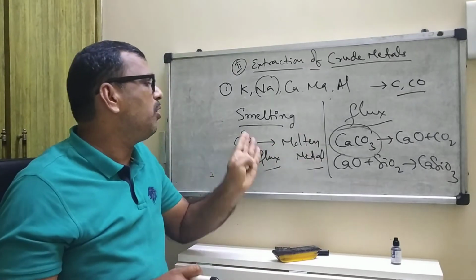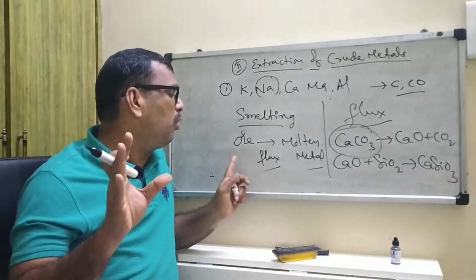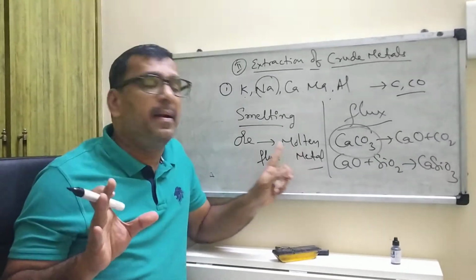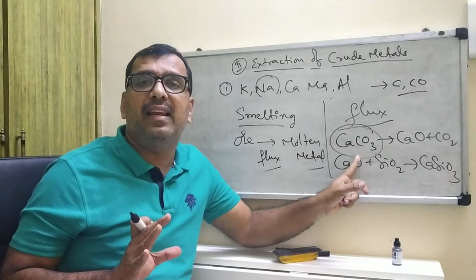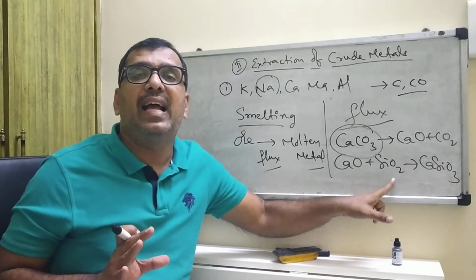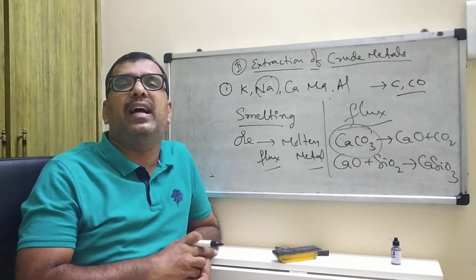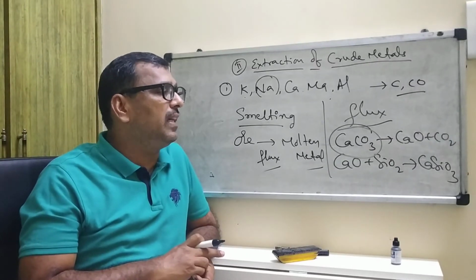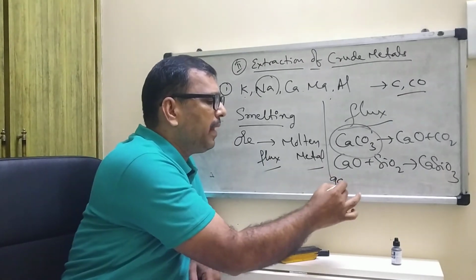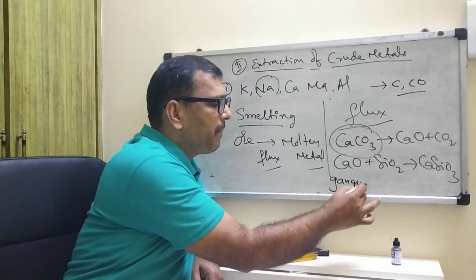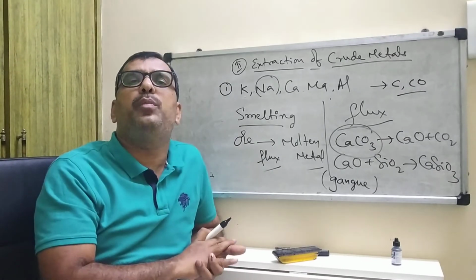So these two terminologies, once again: what is smelting? Smelting reduces the ore into molten metal by the addition of flux. What is flux? Flux is a material which combines with impurities and converts them into a fusible material, which we can call slag. Another terminology is gangue. What is gangue? Gangue is nothing but impurity.